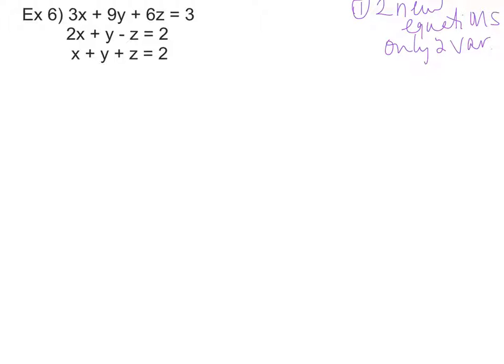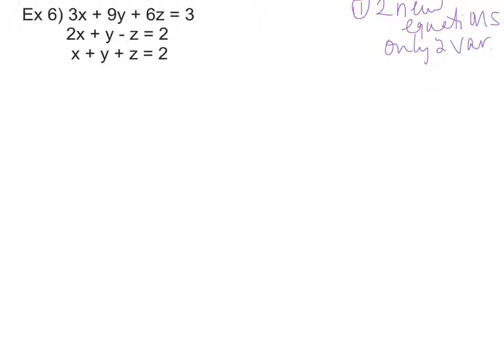Like we have for the problems leading up to this one. So you break it to the two equations, then you break it down to the one variable, and then you go back up the ladder. So in order to get two new equations with only two variables, you have to pick a variable to eliminate.